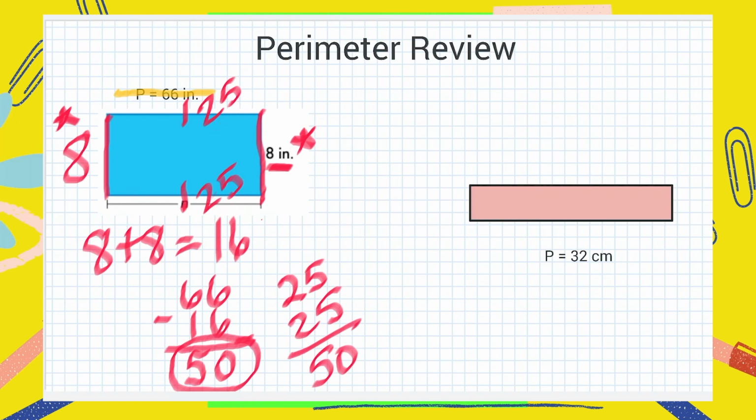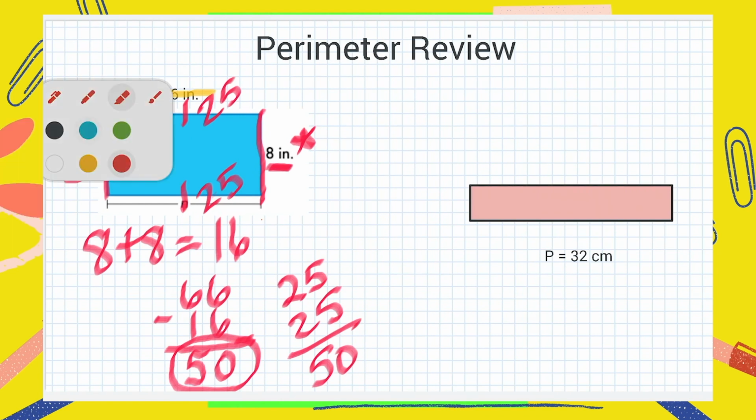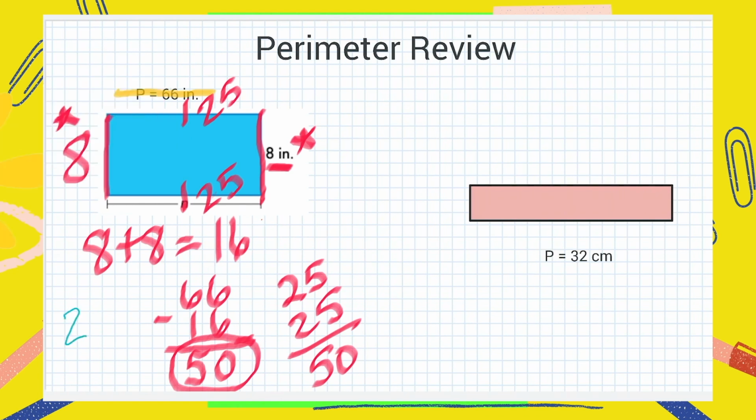So let's check. 25 plus 25 equals 50. Very good. 50 plus 8 inches equals 58 inches. 58 inches plus another 8 inches equals 66 inches. Excellent. So the answer to the missing side length of this problem is 25 inches. N equals 25 inches. Pat yourselves on the back.